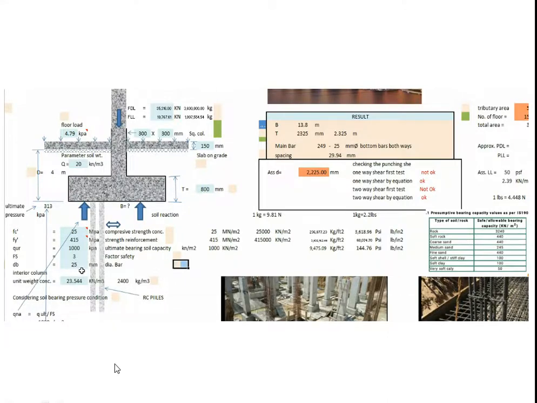Assumed diameter of bar is 25 mm. If we adjust this value, the size of footing and rebars is adjusted also.